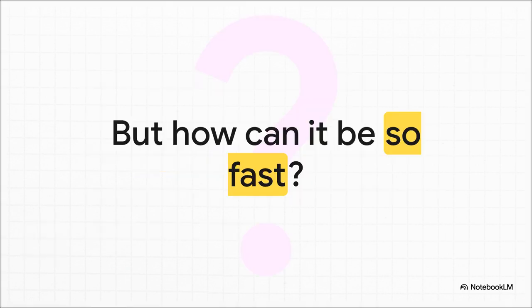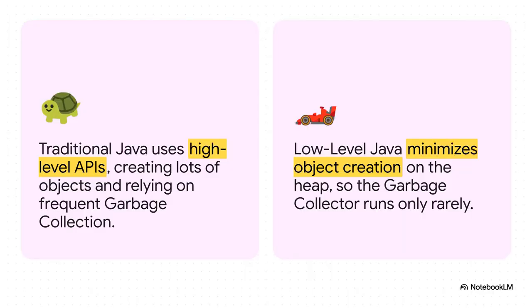Okay, hold on. A database that handles documents and key value and native graphs and vectors, there's got to be a catch, right? There must be some kind of performance trade-off. How in the world can it be fast at all of those things? Well, the secret sauce is a pretty clever approach that you could call low-level Java.